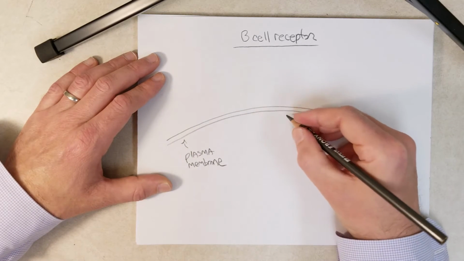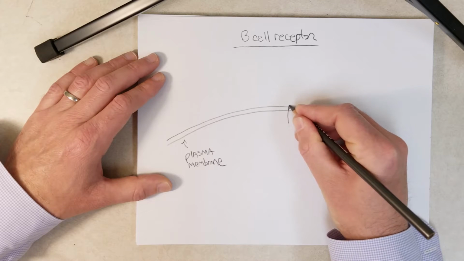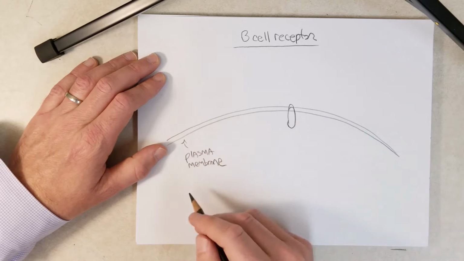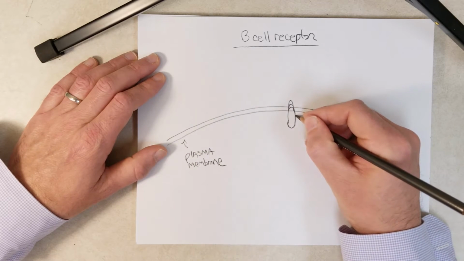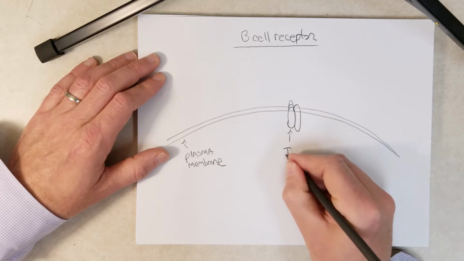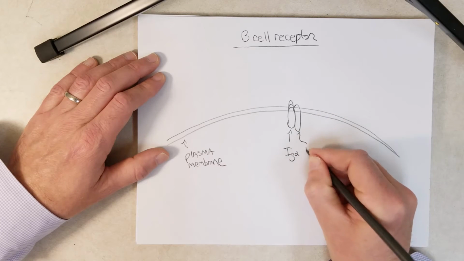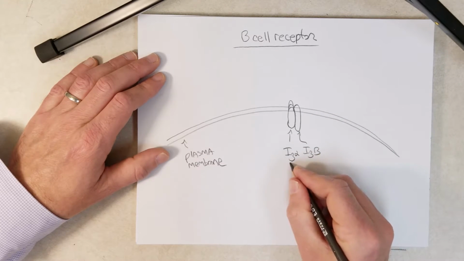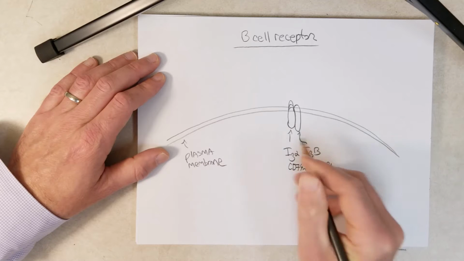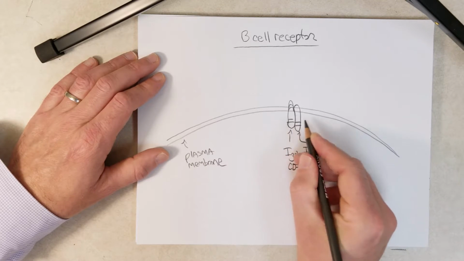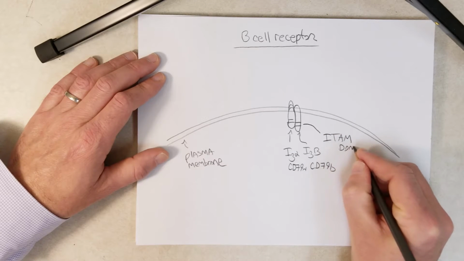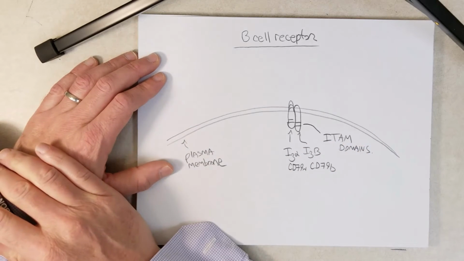And what I'm going to put down here are these transmembrane proteins. And this is the B cell. This is the plasma membrane of the B cell. And these transmembrane proteins are going to be called Ig alpha and Ig beta. These are also called CD79A and CD79B. And they have these important domains, which I'm just going to call ITAM domains. And we'll talk about those in a second.